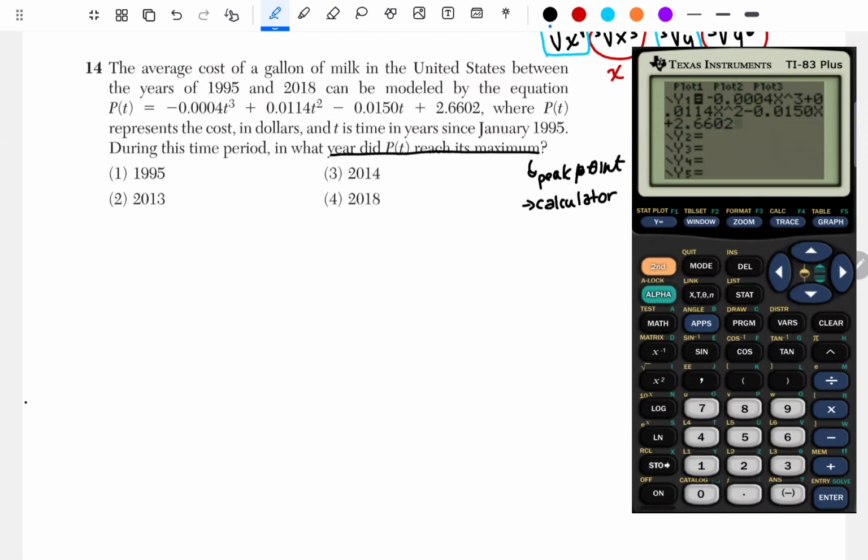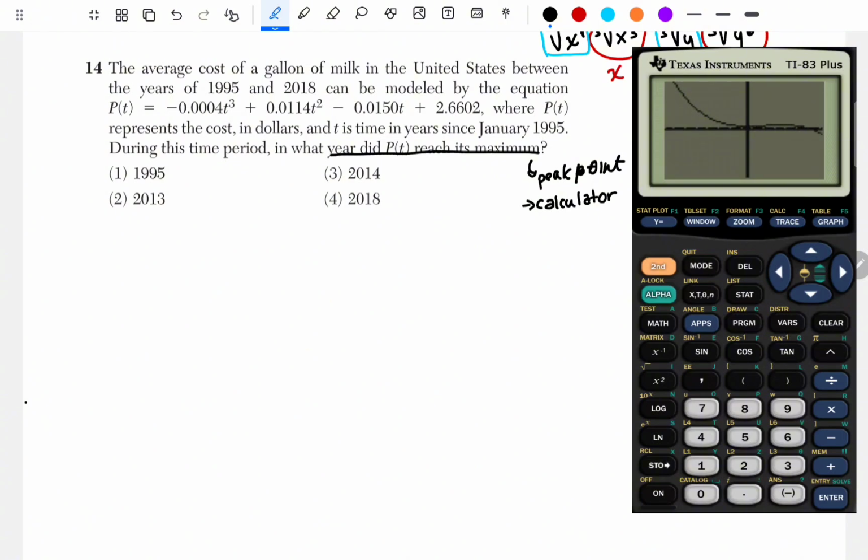So you type it into your calculator, double check that you put everything correctly, especially because this problem has a lot of zeros. It is important that you double check. So after we double check, we're going to click graph, and you want to have your graph zoomed out.